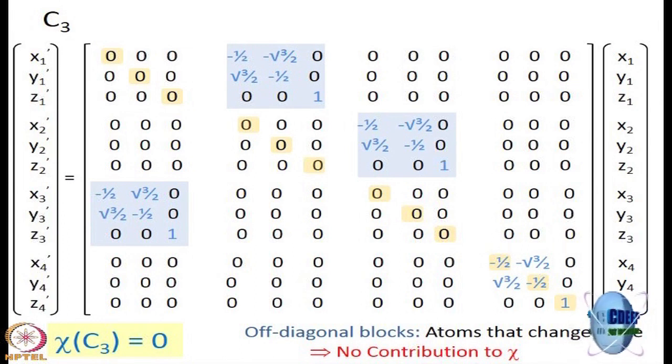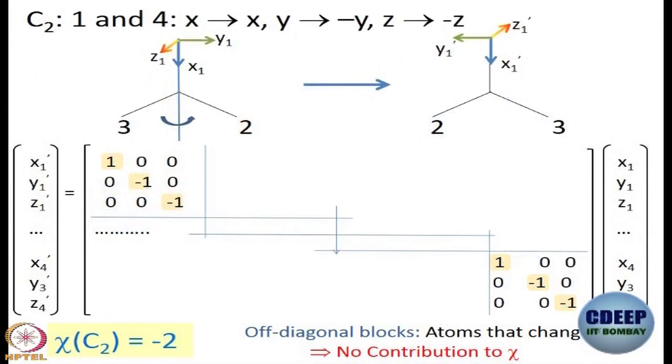Right? So, how did we get a character of 0 for C3? We multiplied the character of this block by 1. The number of atoms that did not move from their position was 1. We multiplied that by the character of this. How did we get C2? Once again, same blocks, only the diagonal blocks matter. 2 atoms don't move from their position. So, the character is multiplied by that number of atoms. Okay? So, that is basically what we have to do for everything.